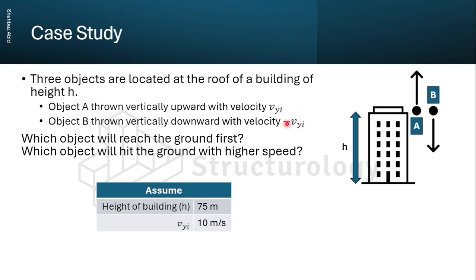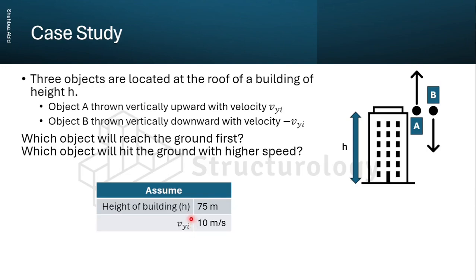And at the same time, the object B is thrown vertically downward with a velocity equal to the object A velocity, but it is thrown downward, so it's going to be negative Vy initial. So this case study has two questions: which object will reach the ground first, and which object will hit the ground with higher speed. To do this case study, let us put numbers in the place of h and in the place of initial velocity.